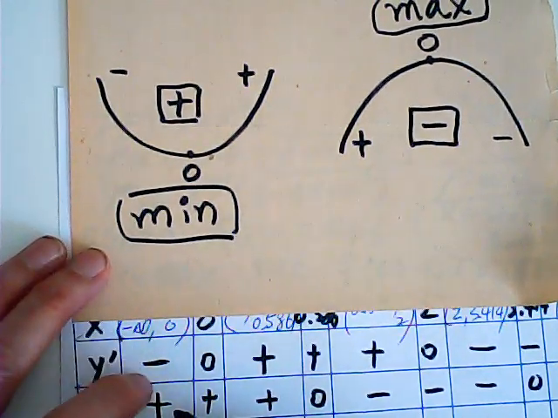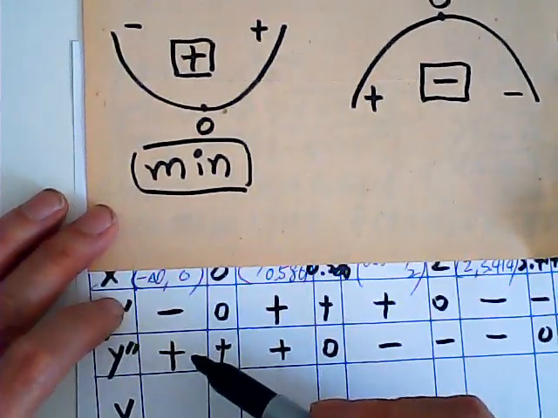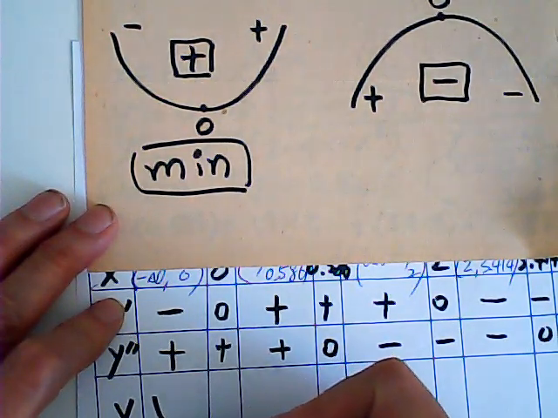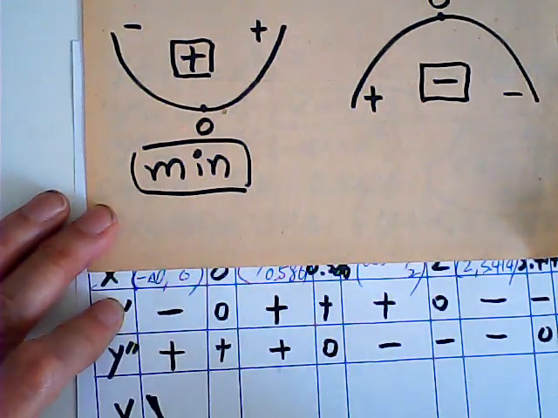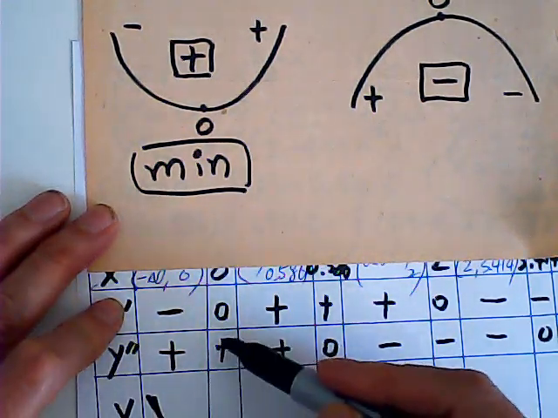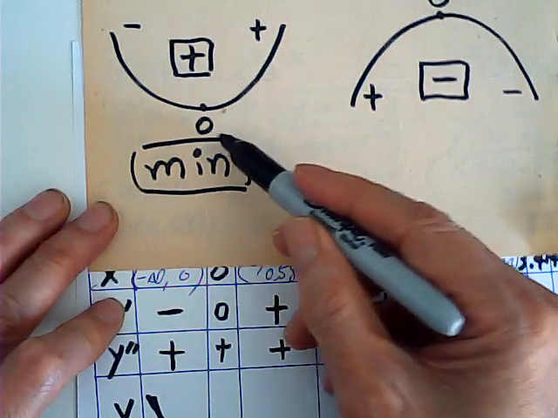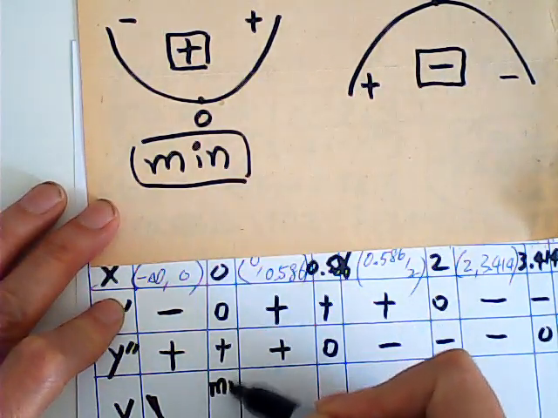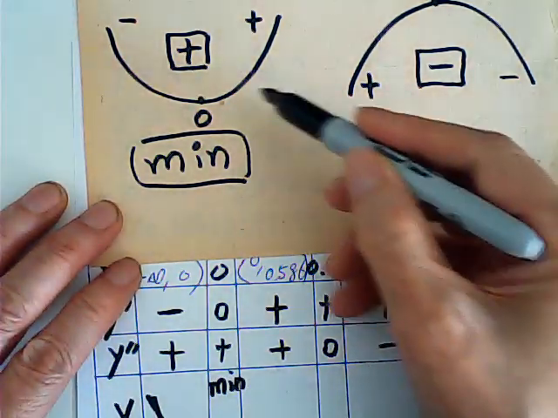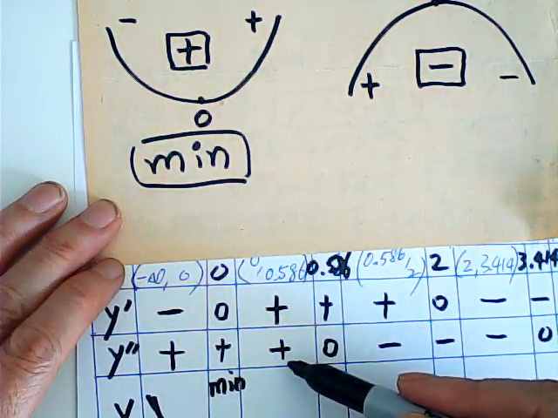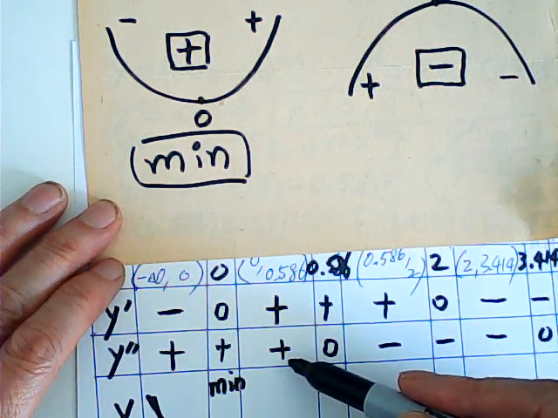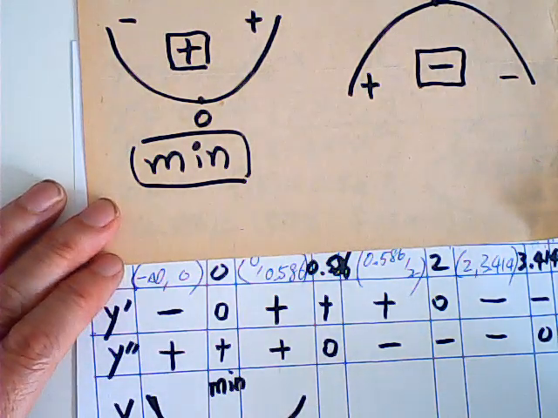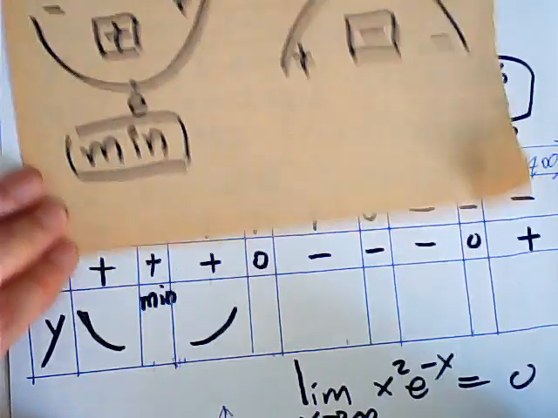Second derivative positive. First derivative is negative, so this is the shape. This is the shape. Second derivative is positive. First derivative is 0. That is the minimum value. Second derivative is positive, and the first derivative is positive. So this is the shape. Okay.